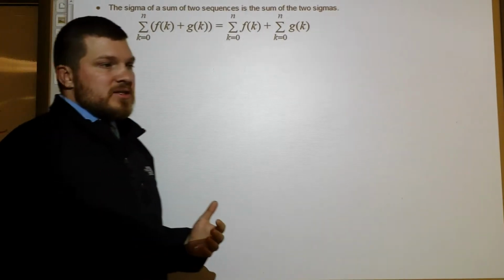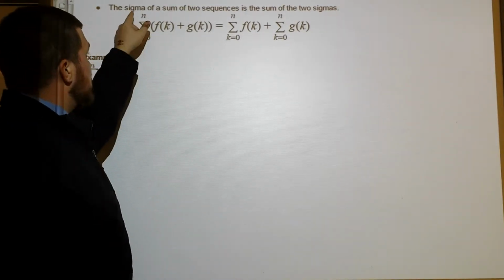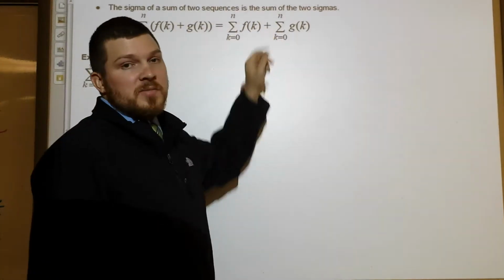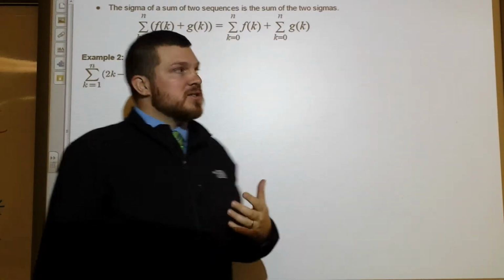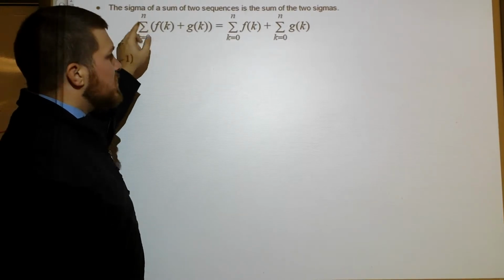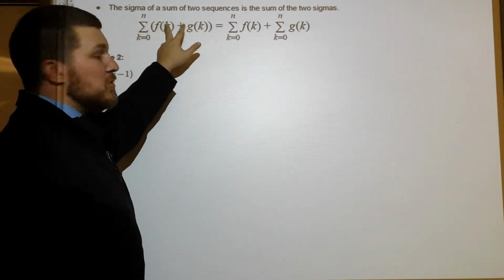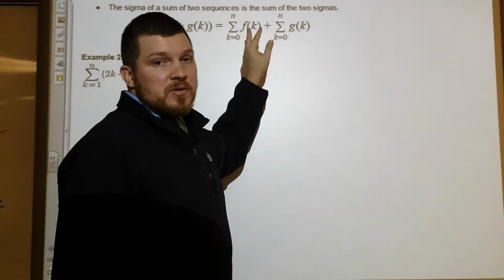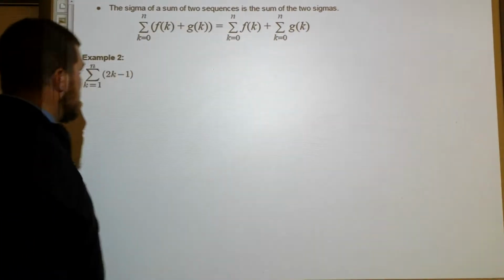Our next identity is called the sigma of a sum of 2 sequences is the sum of 2 sigmas. Sounds like a tongue twister, but essentially what it means is if I have one single sigma and I'm trying to add up 2 sequences, then I can split that up into 2 separate sigmas. Okay, so let's do an example.